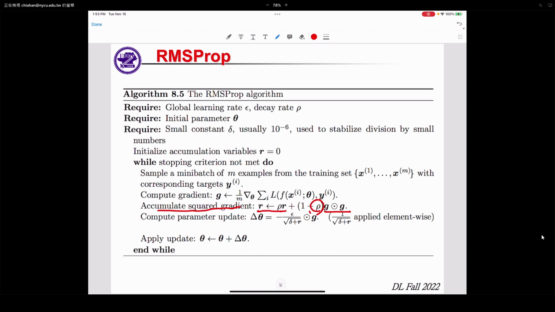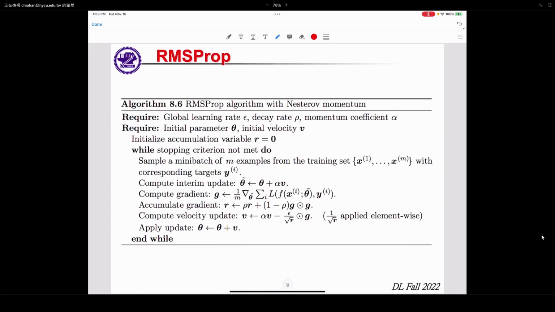All right, so this is RMSProp. Of course, then you can combine this with the Nesterov momentum. So what's the difference when you combine it with the Nesterov momentum? Here, it's the difference. Otherwise, all the others are the same.